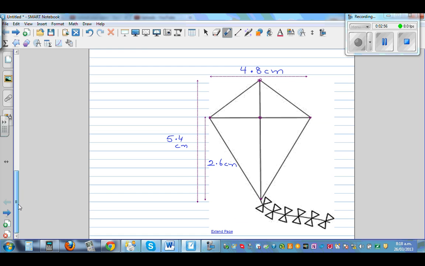Okay, so I want you to do this example yourself. The horizontal distance is 4.8, the vertical distance is 5.4. Basically, you don't need this. If you know this and this, you can find the area of the kite.